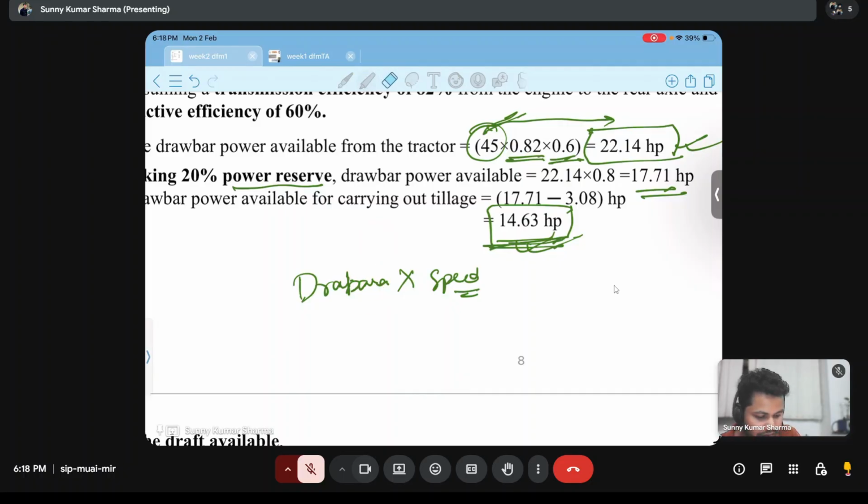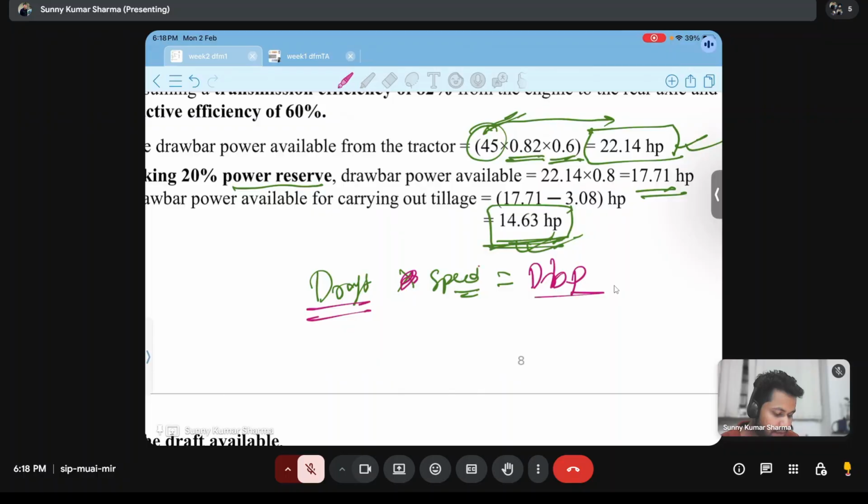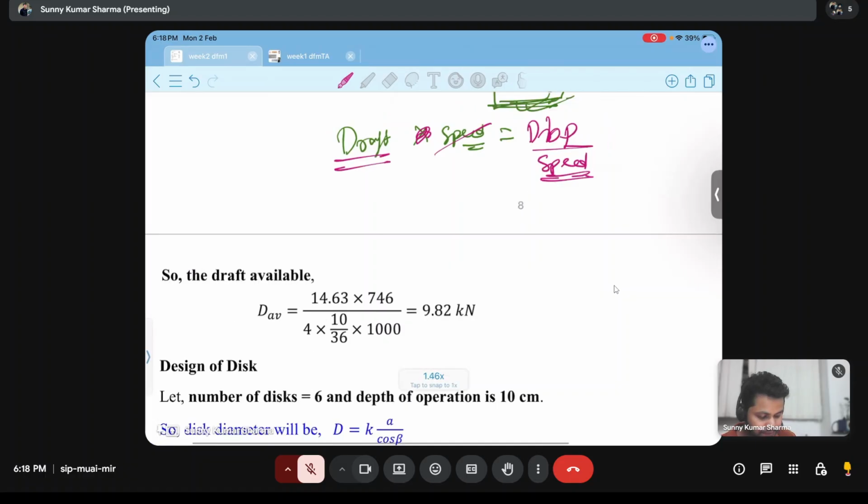No, sir, draft into speed we have to multiply. Yes. Draft into speed is equal to drawbar power. So draft we need to know, so we will divide drawbar power by speed. From there we can get the draft available.